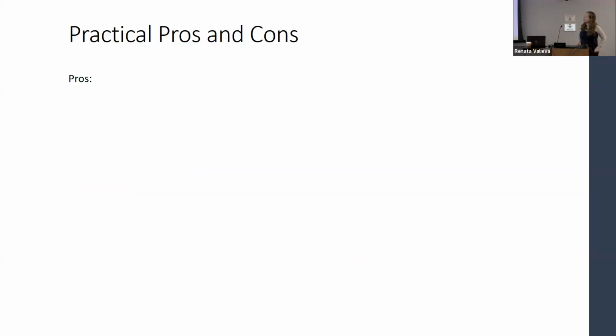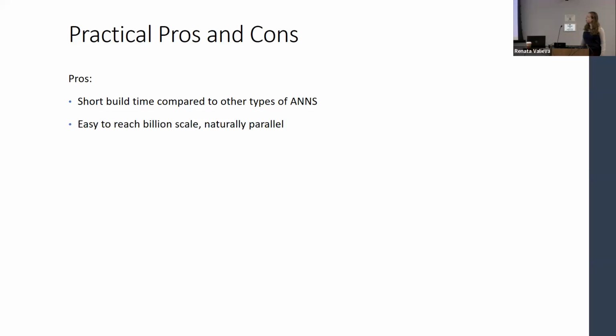So let's talk about some practical pros and cons of LSH. I'm going to substantiate this with some experimental results later once we learn a little bit about the other competitors. So one pro is that they have pretty short build times compared to other types of ANNS, because all you're doing is creating a hash function and hashing all of your points into buckets. It's easy to reach a billion scale, since again, all you're doing is hashing, and it's naturally parallel.